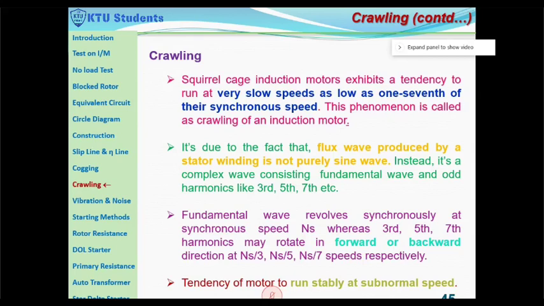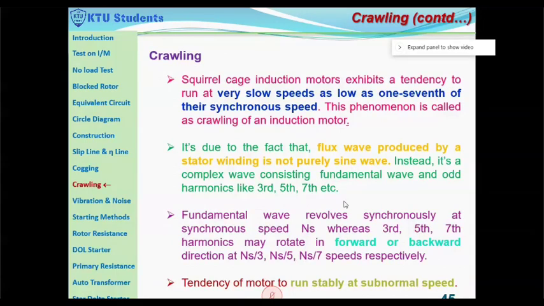So it will be displaced by 120 degrees, so it will neutralize each other. So the third will be absent. Normally fifth and seventh will be there. And this third, fifth and seventh means the fundamental will be rotating with the synchronous speed ns, the fifth will be rotating with ns by 5, and the seventh will be rotating with ns by 7, and the third will be rotating with ns by 3.